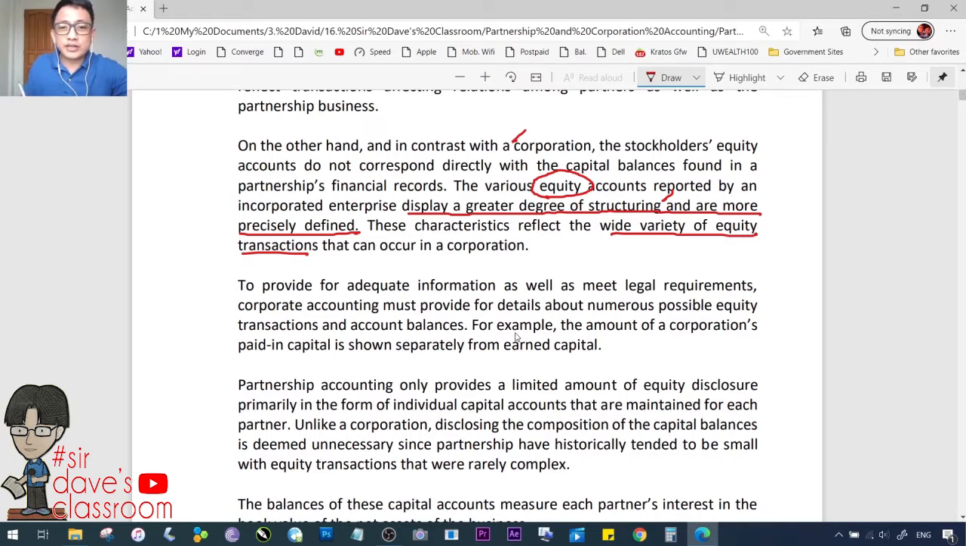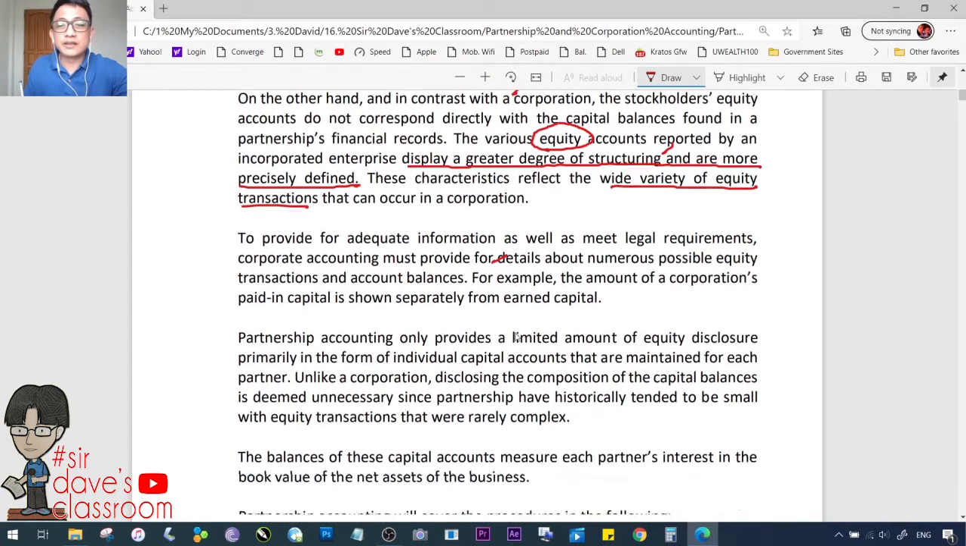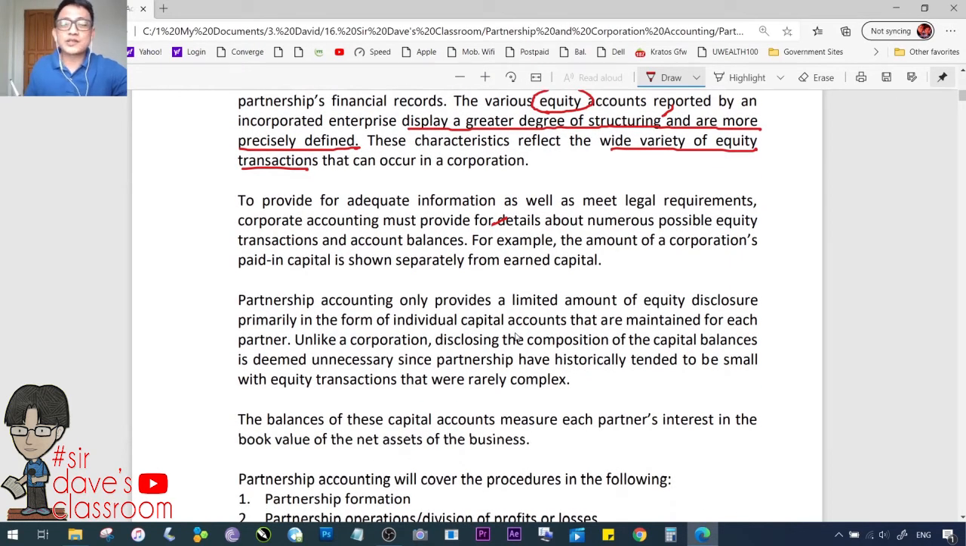To provide adequate information as well as meet legal requirements, corporate accounting must provide for details about numerous possible equity transactions and account balances. For example, the amount of a corporation's paid-in capital is shown separately from the earned capital. We'll study all of this when we reach the topic corporation accounting, syempre. Sa latter part ng part 2, itong librong ginagamit natin.